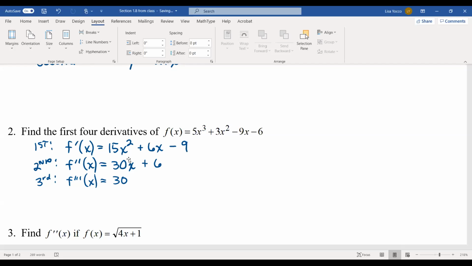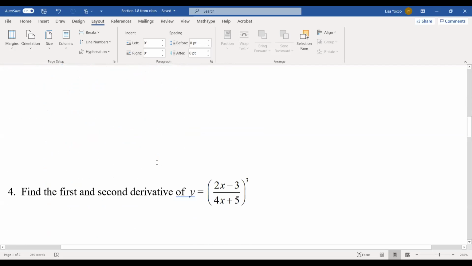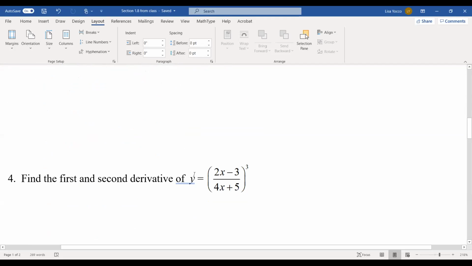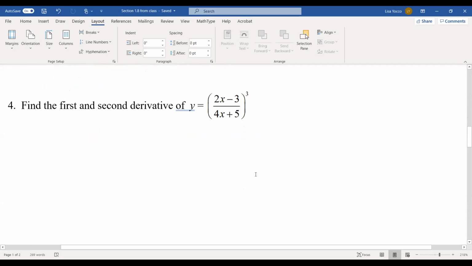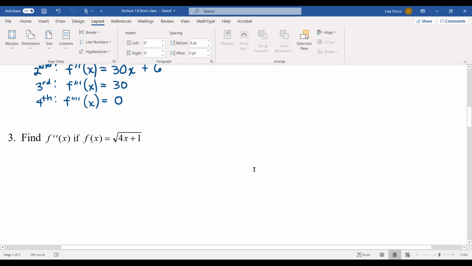And then for the fourth derivative, have 4 little prime marks. So 30 is a constant, and its derivative is 0. That's it. All right. So hopefully not too bad, you know, until we get to, oh, I really do that. We're probably going to change that one up.